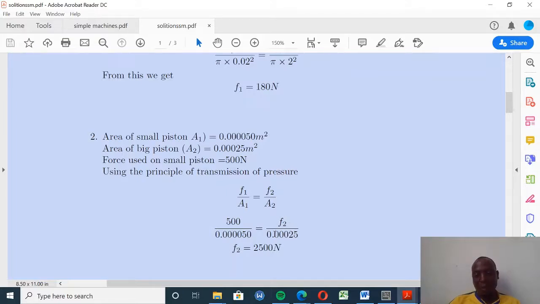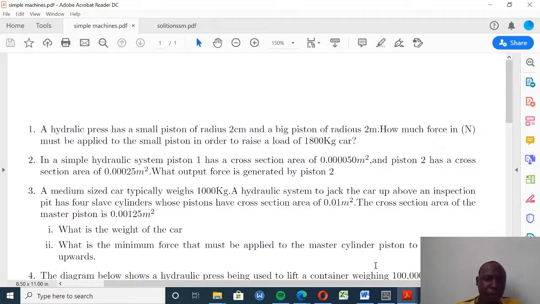If we manipulate using a calculator, you'll get that F2 is equal to 2,500 newtons. Question 3 is saying that a medium-sized car typically weighs 1,000 kilograms.